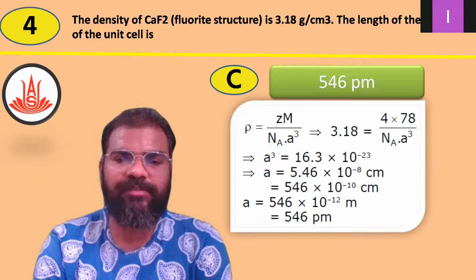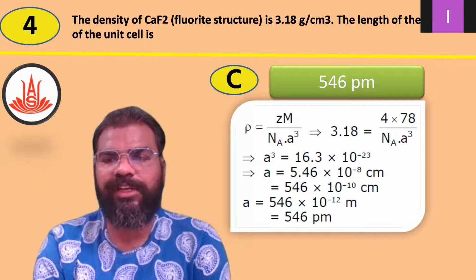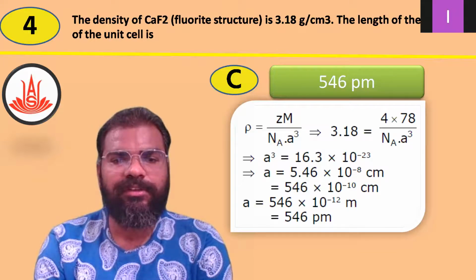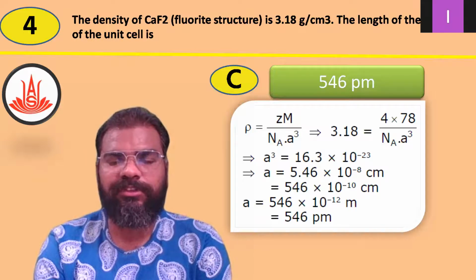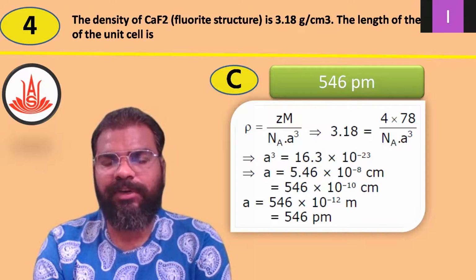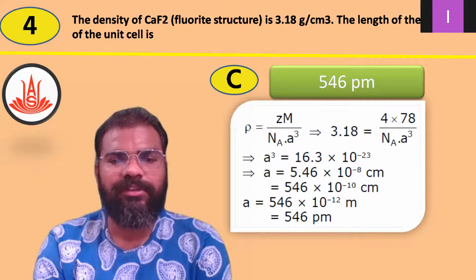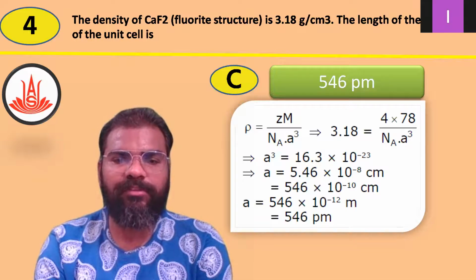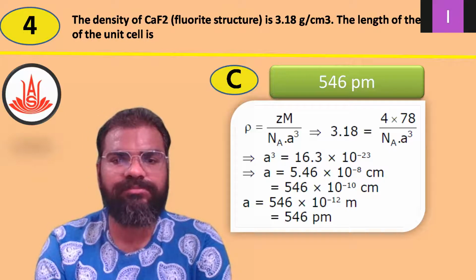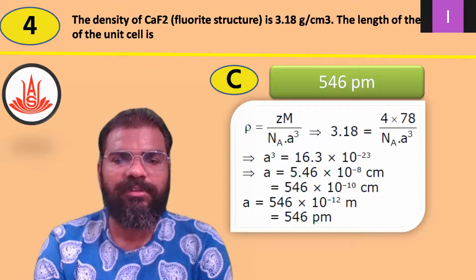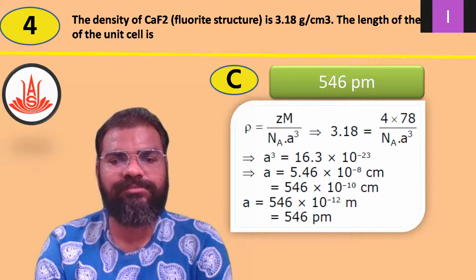So a को subject बना दो भाई. Okay, so a cube it would be 16.3 into 10 raised to minus 23. सामने जाने दो, तो cube root निकालना पड़ेगा. So 16.3, power को match up कर दो, 23 है. Okay, so there a is equal to 5.46 into 10 raised to minus 8 centimeter we have converted. Then 546 into 10 raised to minus 10 centimeter.